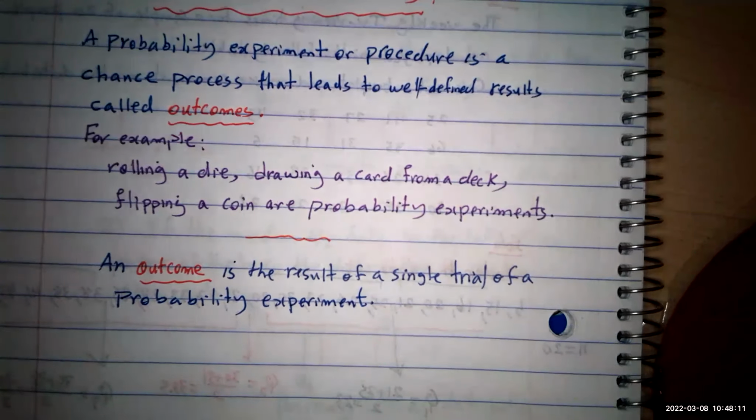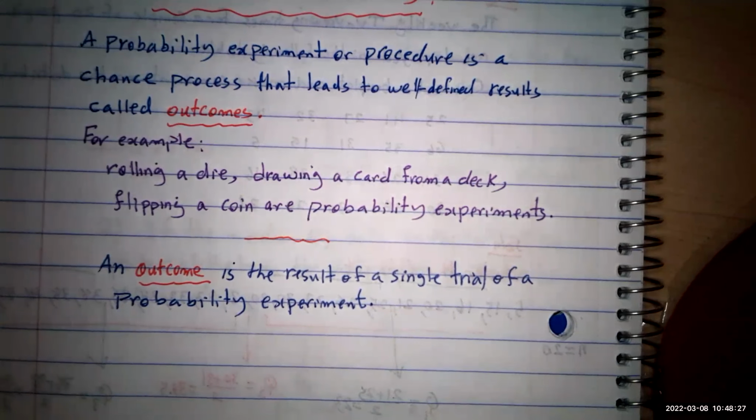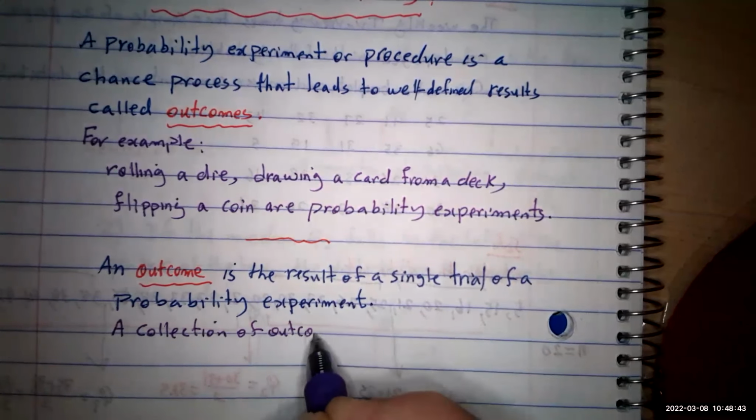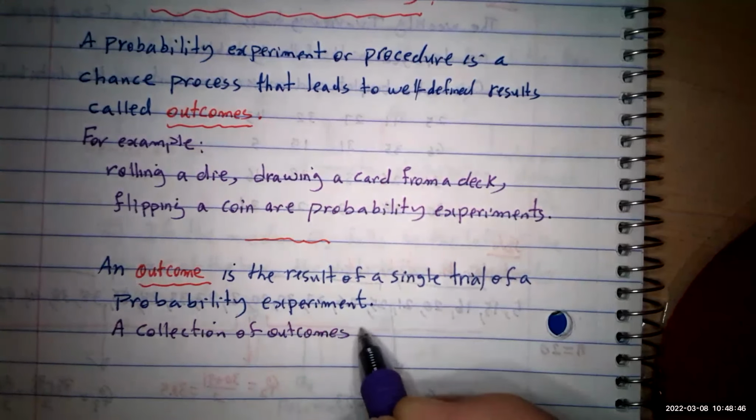Now, if you collect a set of these outcomes, put a couple of them together, the result is going to be an event. Okay, so the next important expression is this: a collection, a set, a collection of outcomes is going to be called, okay, it's called an event. An event.